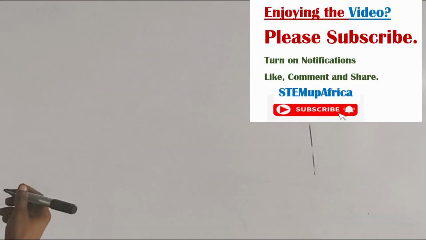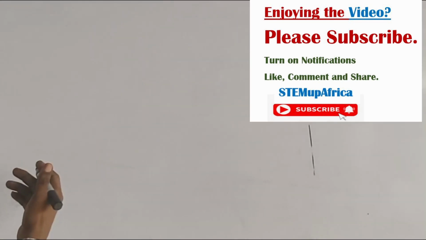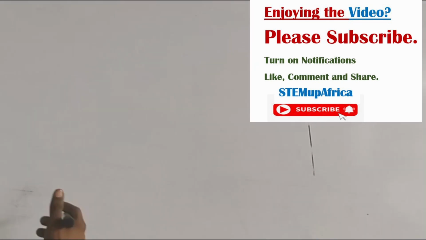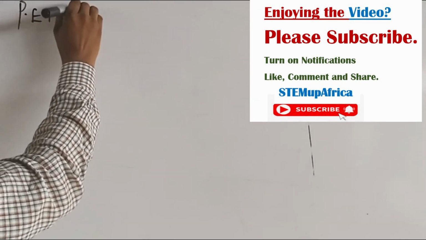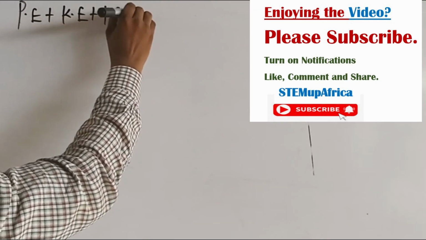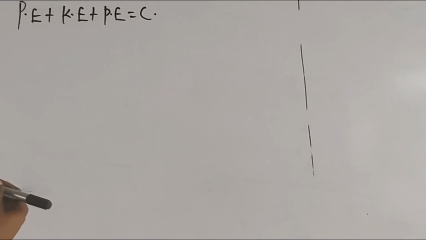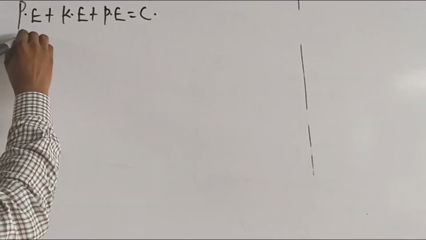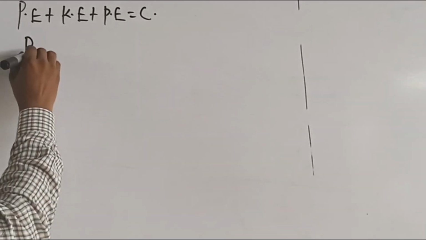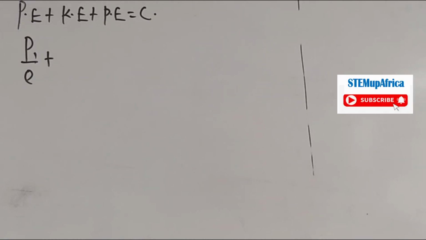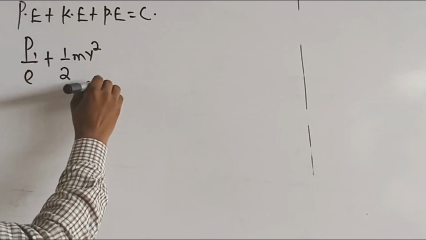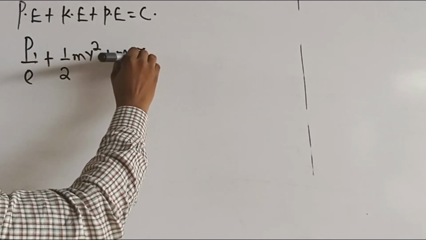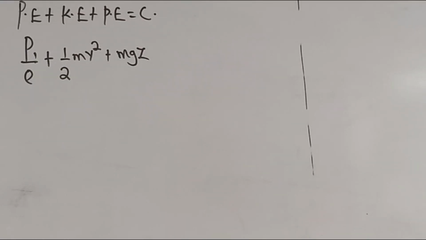So according to Bernoulli's principle, the sum of the pressure energy, kinetic energy, and potential energy is constant. So what is pressure energy? Pressure energy plus kinetic energy plus potential energy is simply constant. Pressure energy is pressure divided by density. So we have pressure over density plus, let's leave it as E. What is kinetic energy? Half mv squared, and potential energy is mgz. In Bernoulli's principle, the height is represented as Z.